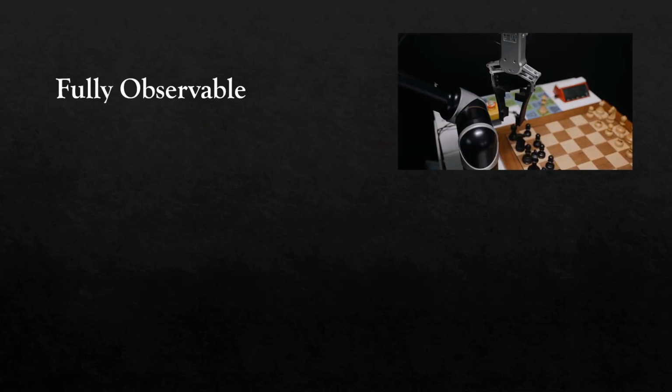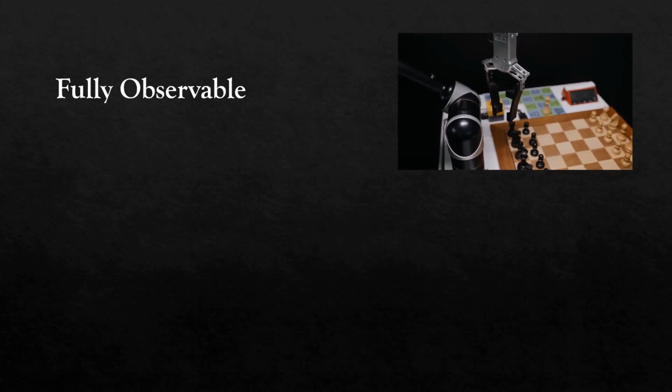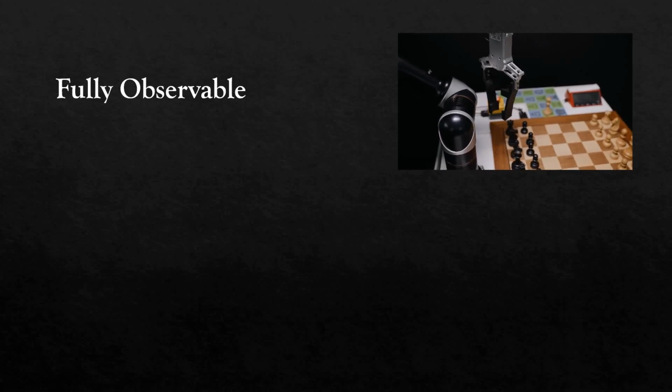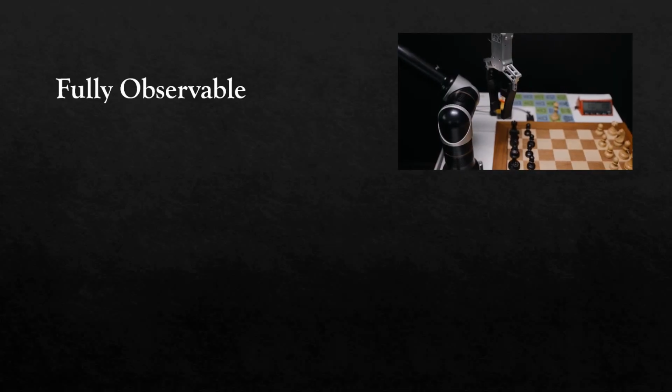Fully observable environment: the agent's sensors give it complete access to the entire state of the environment. All the sensors are working and the agent knows its environment very well. An example of that would be an AI playing a chess game, because the agent can see the entire board, including all the pieces and their positions. There's nothing hidden from the agent.